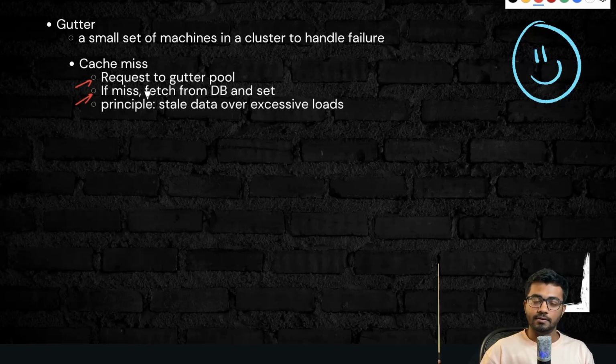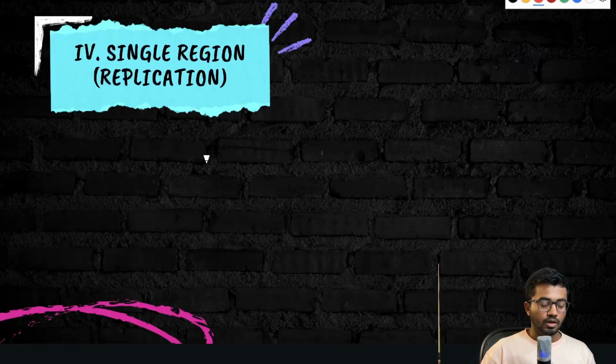So the principle is that even if the Gutter pool will have some stale data, it will give us some protection from overwhelming the backend clusters that we have. So that will be the primary concern that we'll be fighting for, right? Even if there is a little bit of stale data, it doesn't matter. It'll go on to achieve eventual consistency in a certain time. Okay, so that was all about clusters.